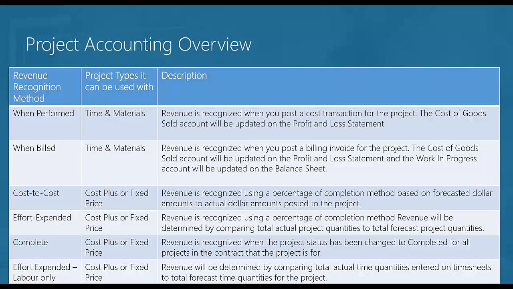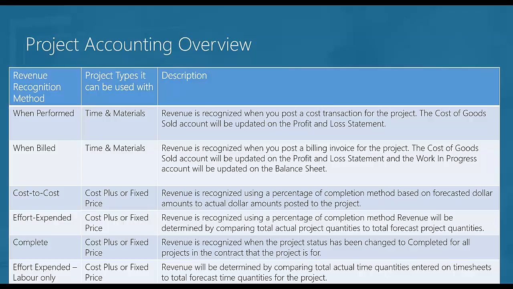The complete revenue recognition method is actually based on the status of the project. So every project has its own status, and once you change that status to completed for all the projects in a contract, it will recognize all the revenue across. So again, most of this is going to sit in some sort of WIP account until it can be closed, in which case it would be moved into a revenue recognition component in your balance sheet.